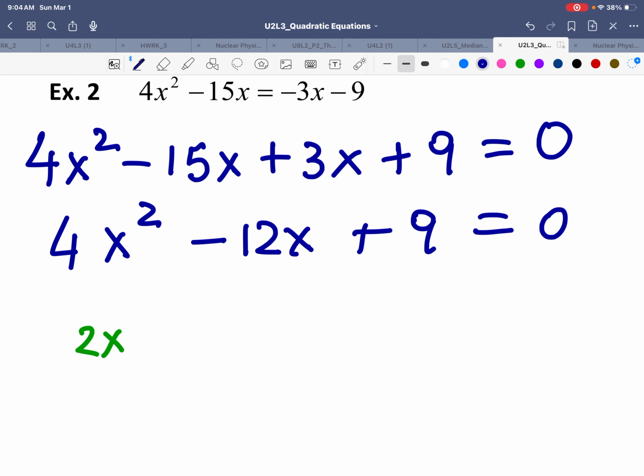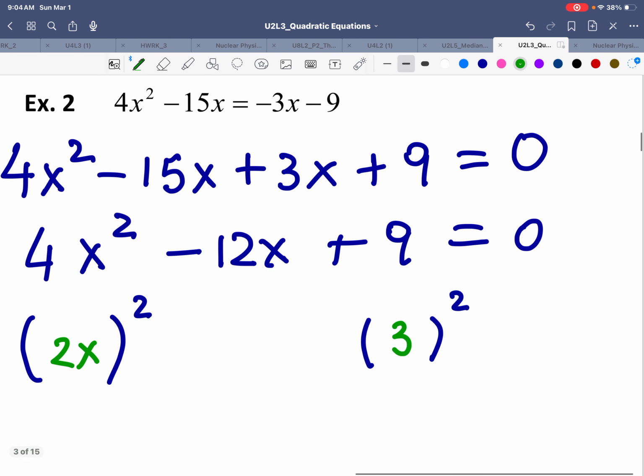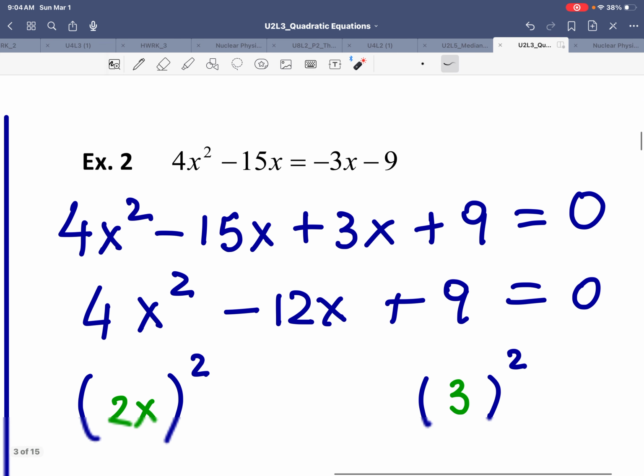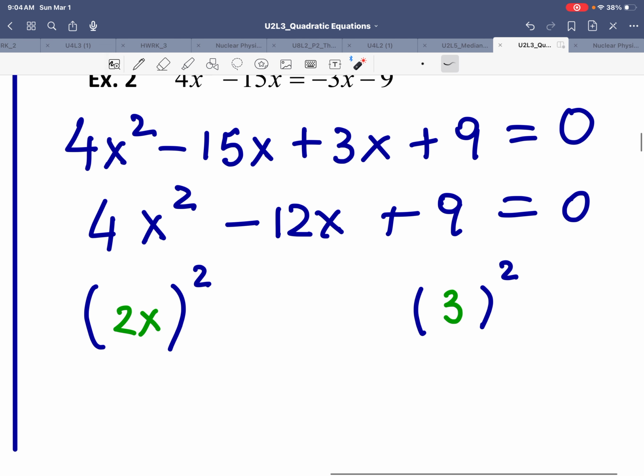So 4x squared comes from 2x to the power of 2. And the last term is also a perfect square term, and that is 3 squared. So that's the reason why I am going to check and see if this is a perfect square trinomial.